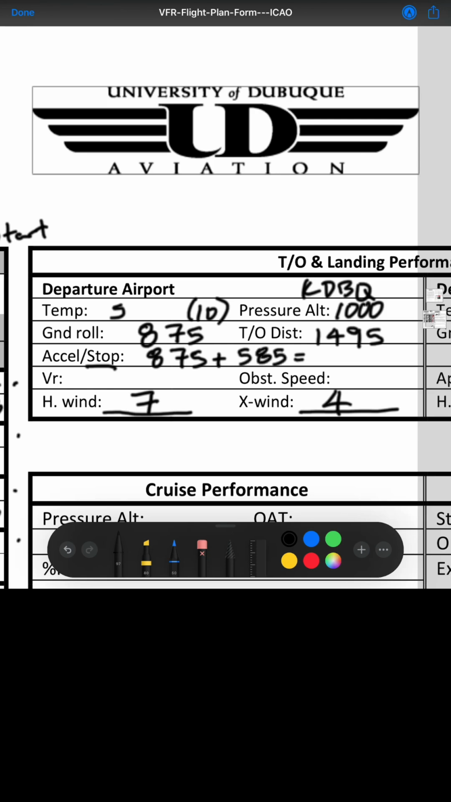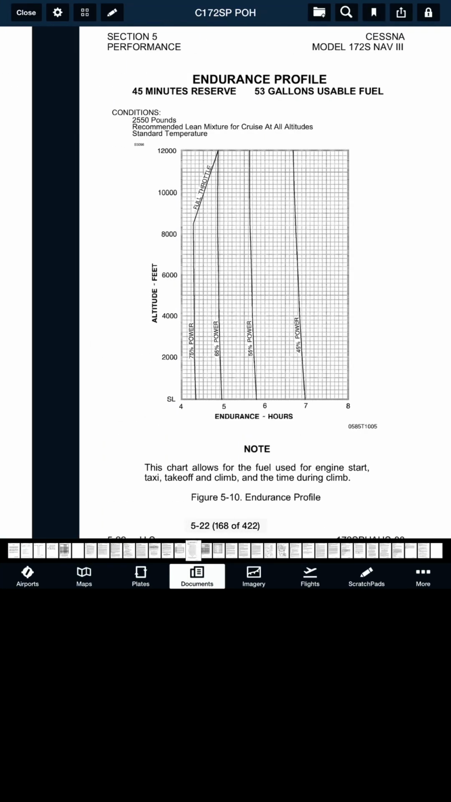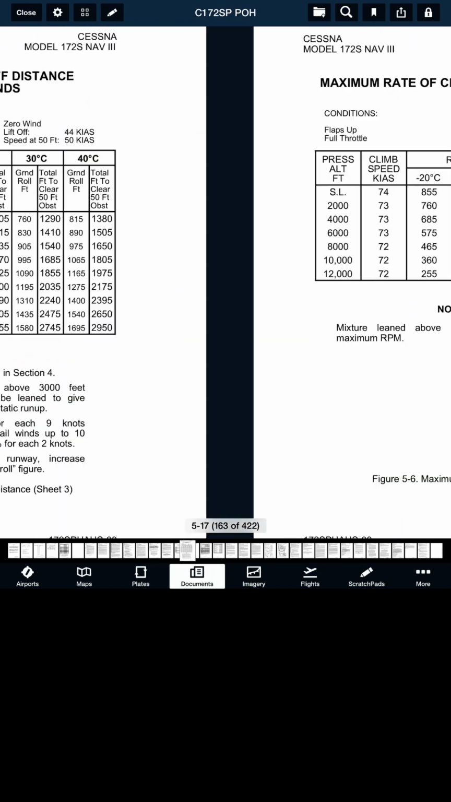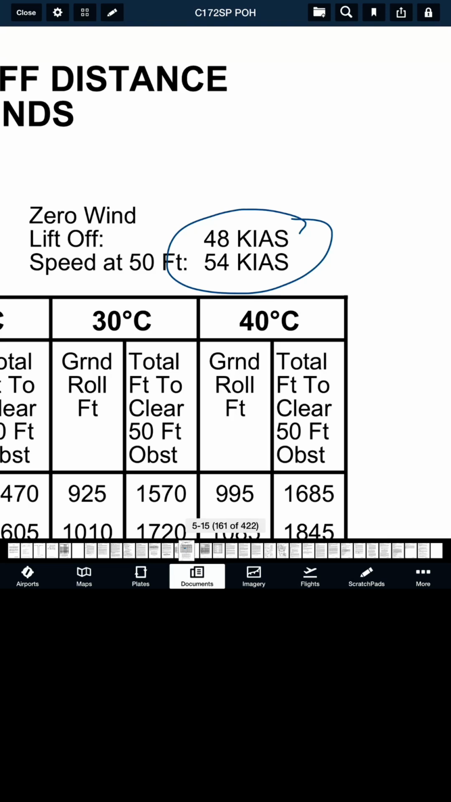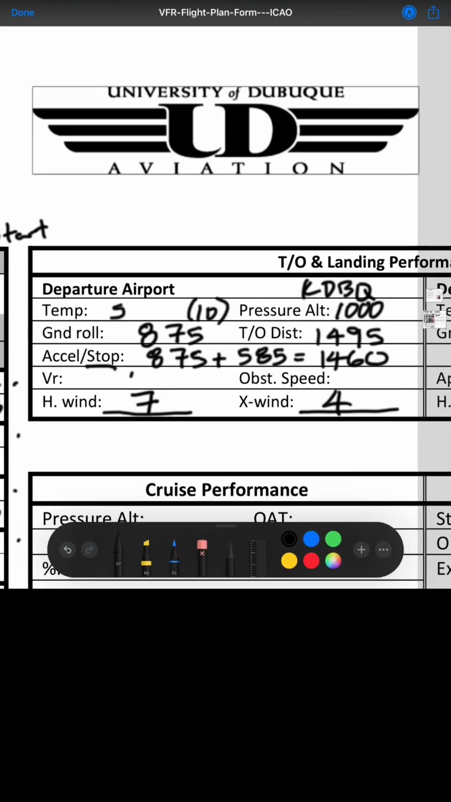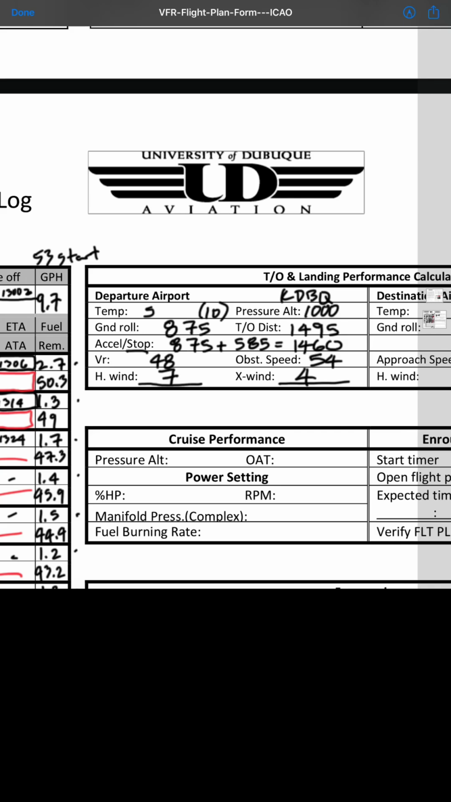So if we add those two together, we come up with our accelerate stop distance. And I always like to show it this way so that any instructor or anybody that wants to check it knows how I came up with 1460. My rotate speed for takeoff, we already kind of circled that previously, but we'll go back and show it here. Rotate speed is 48 knots, and the speed as I'm crossing a 50-foot obstacle should be 54 knots. And now we have calculated our takeoff performance. We're going to do the same exact thing based on our landing information.